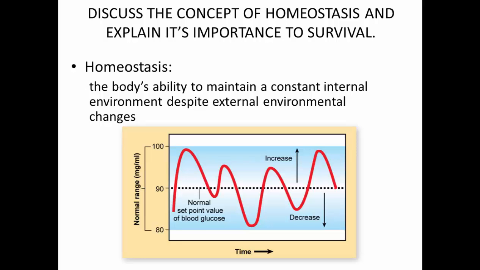Another example is the normal range of glucose. So what this graph is showing here is the normal set point value of blood glucose at 90 milligrams per milliliter. You don't need to memorize that detail. But the idea of homeostasis is if we were to actually monitor the blood glucose level, as you can see here by the red line, over time it would increase and decrease and increase and so on, and it constantly changes over time. But our body causes changes we'll look at later in order to try to maintain that normal range of 90 milligrams per milliliter in that homeostatic range.